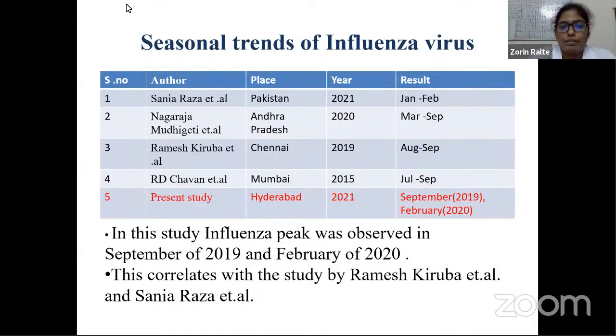Seasonal trends of influenza virus. In this study, influenza peak was observed in September 2019 and February 2020. This correlates with the study by Ramesh Kiruba et al., where the peak was in August and September, and the study by Sania Reza et al., where the peak was in January and February.